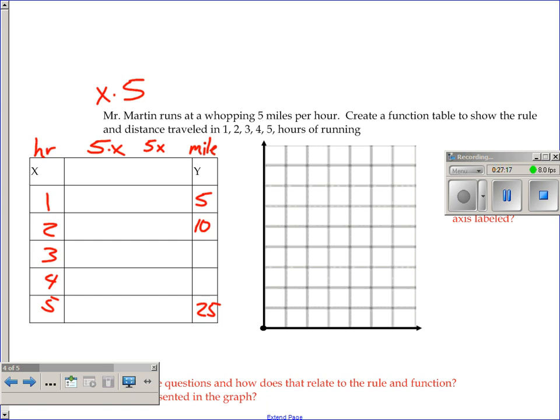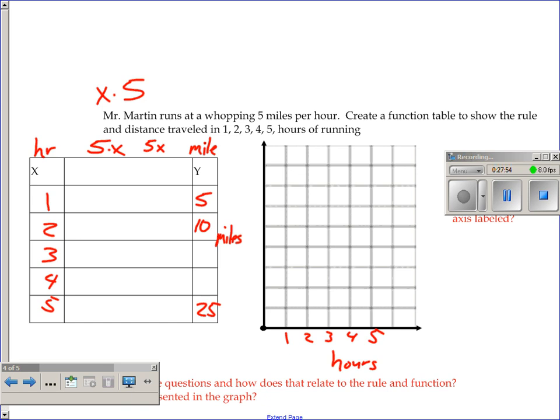Okay? What is this called right here? The y-axis. What is the y-axis labeled? Miles. So yes, just like your science teacher, I'm going to require you to label both axes. What does the x-axis have to be labeled then? Hours. So now I'm going to put in my input as 1, 2, 3, 4, 5 hours.